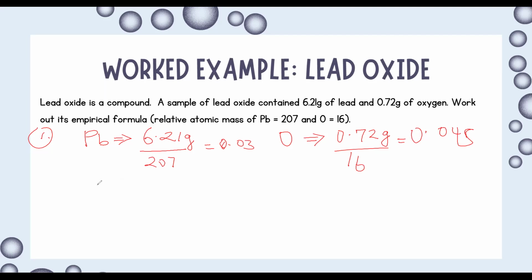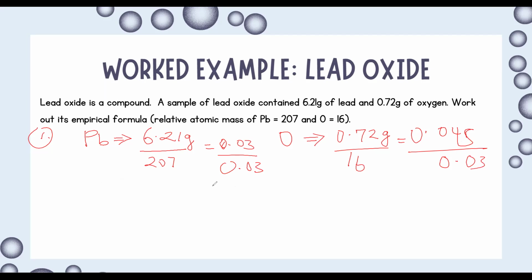Next thing to do is divide the values by the smallest quantity. So my question is between this one over here and this one over here, which one is the smallest? 0.03. So that means we're going to divide all through by 0.03. So we have divided by 0.03, and then we have divided by 0.03.